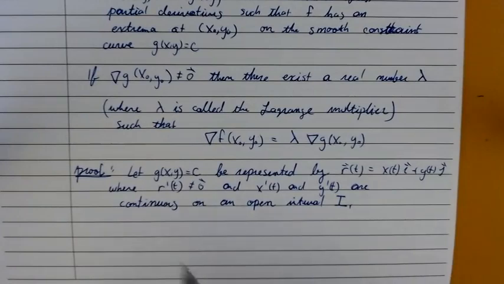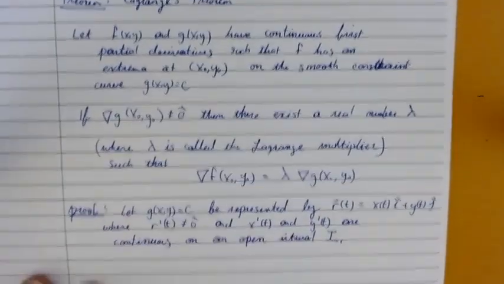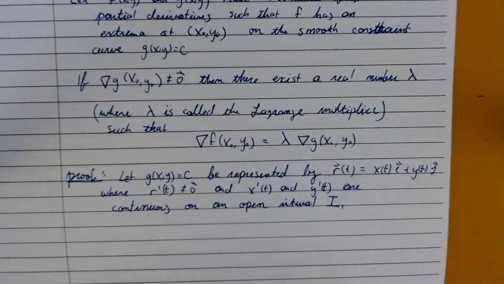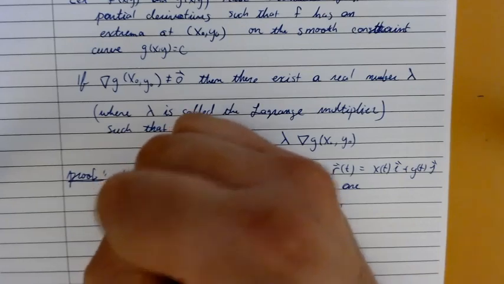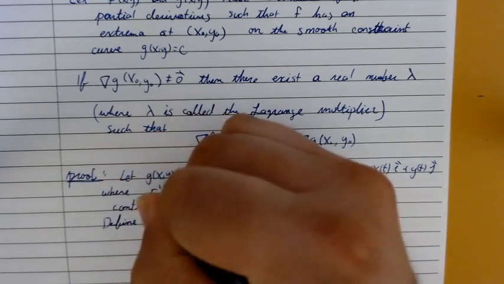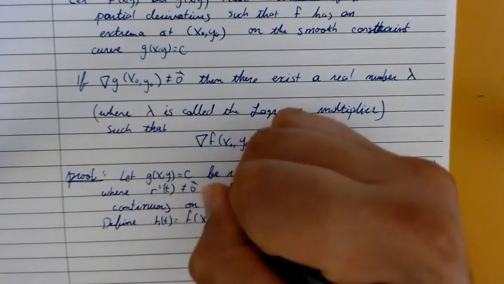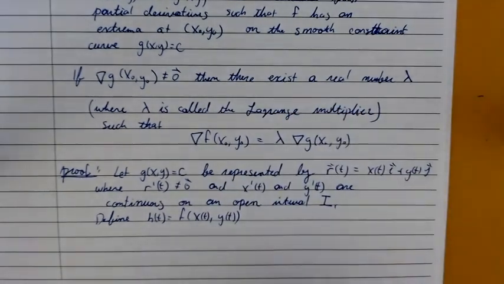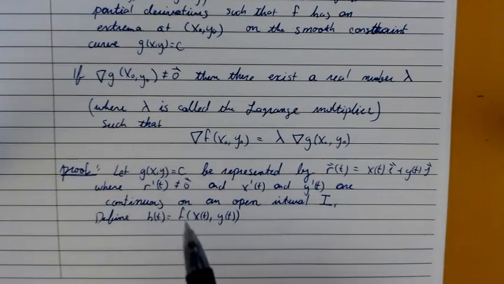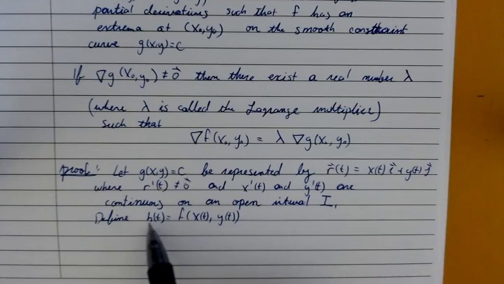And here all this really means is that the gradient is not zero and that you have a smooth constraint curve, as was required by the conditions of our theorem. Okay? So right now we're really just reiterating the conditions. Now, let's define a new function. Let's define h of t as f of x of t comma y of t. So here we've reparameterized. We've taken our function f, our objective function, parameterized it with respect to t, and we're calling that h of t.